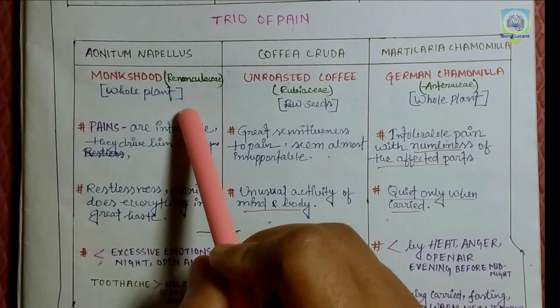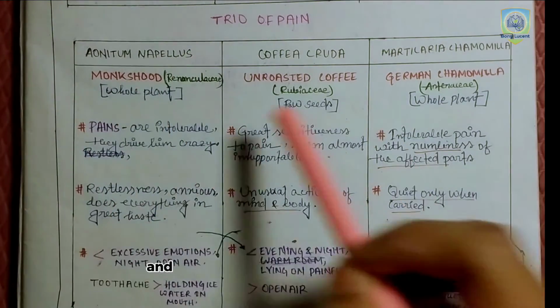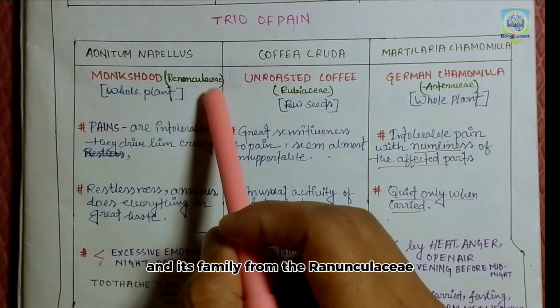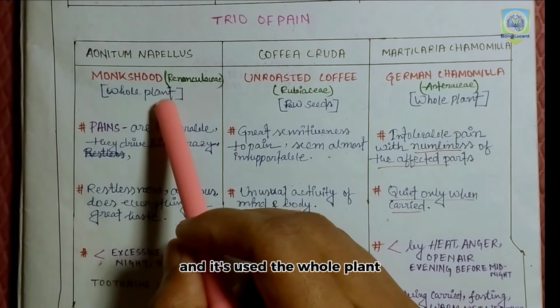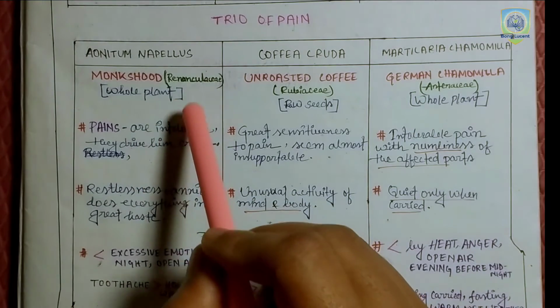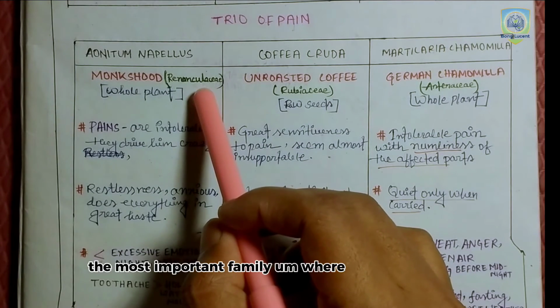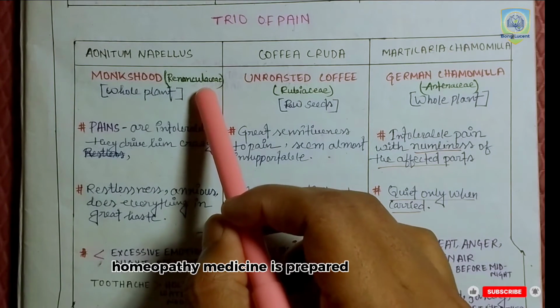So before entering the differentiation among these three medicines, we should know their common names, family, and which parts are used. First, Aconitum napellus: its common name is monkshood. Its family is Ranunculaceae, and the whole plant is used. The medicine is prepared from the whole plant. And you should know that Ranunculaceae is the most important family from which a lot of homeopathic medicines are prepared. What are they?